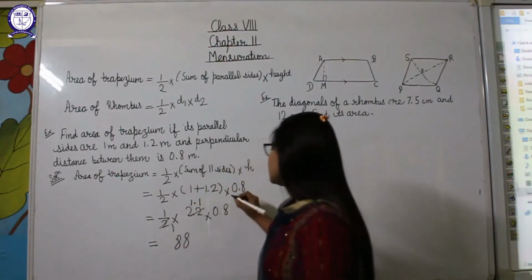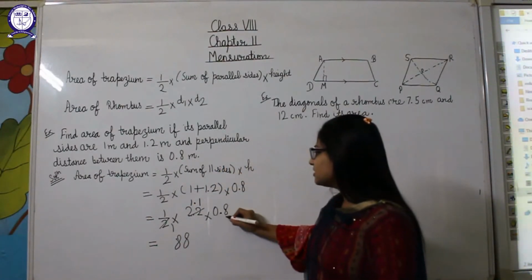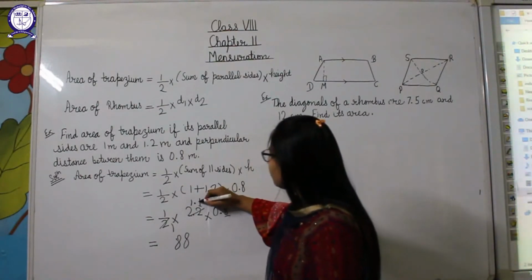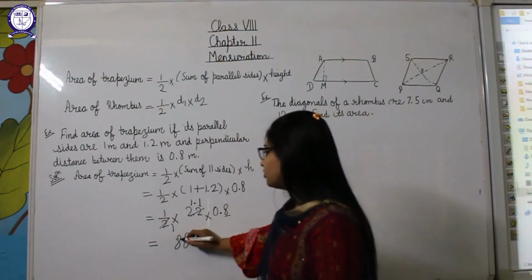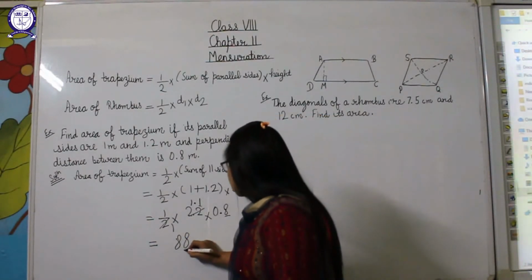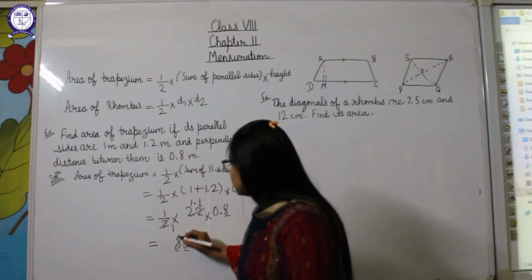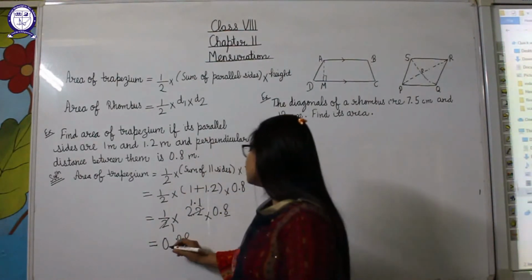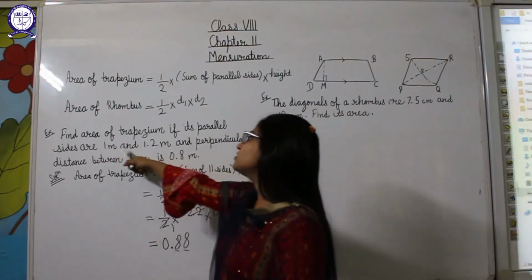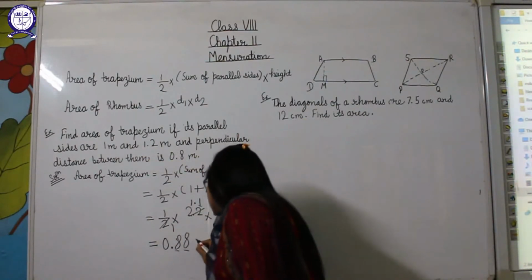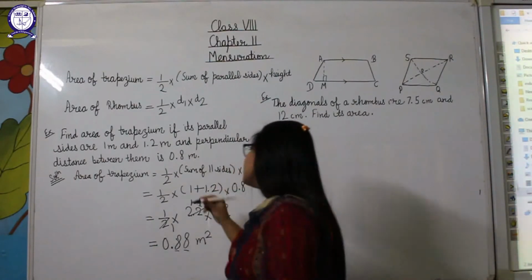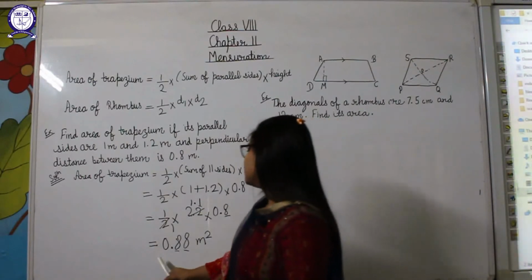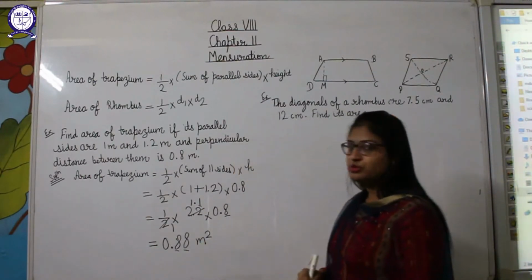As there are decimals, here is 1 digit after the decimal, and before the decimal also 1 digit. So 1 plus 1, 2 digits. So we have to put the decimal before the 2 digits, and we can write 0. So 0.88, and as the dimensions were in meter, here it will be meter square. As we are finding the area, its unit will be square. So our answer is 0.88 meter square.